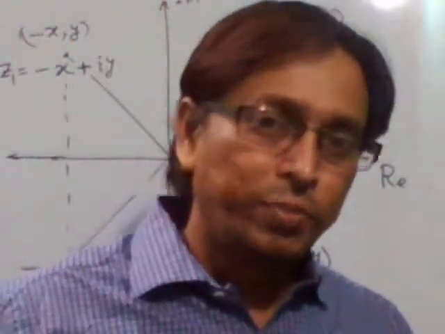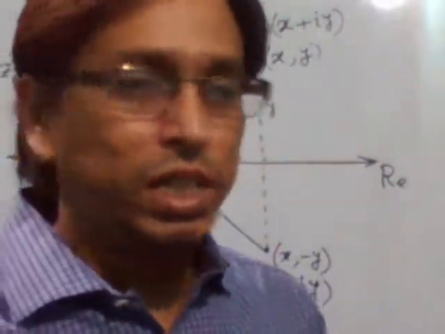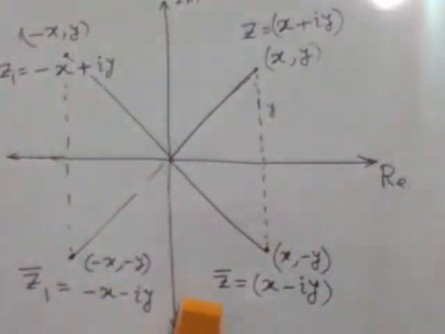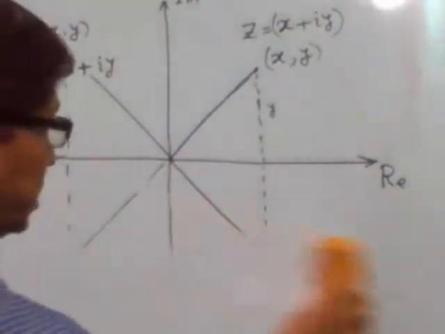Now we have to see how this complex number is generated basically, and what is the requirement of this complex number. Why is this complex number generated? What is the reason behind this?